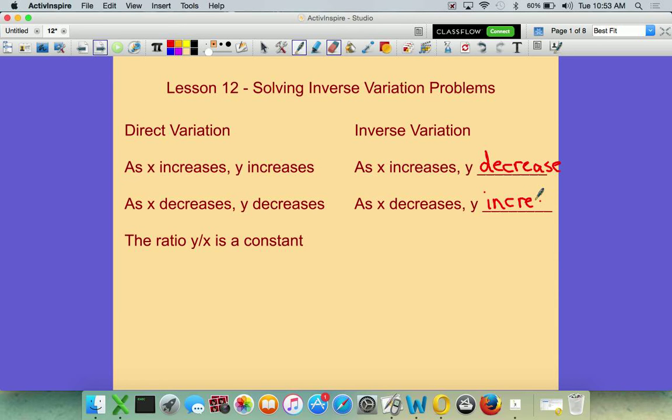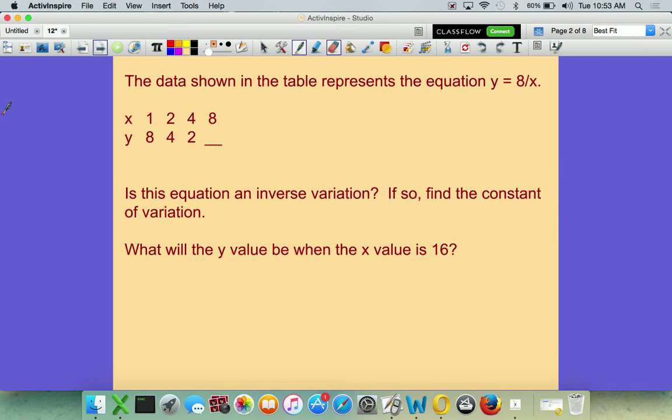Well, how are we going to find our constant then? Now our constant for these, if you remember, is the letter k. How do we find k? Over here we were dividing them. What's the inverse of that? We're going to multiply them. So x times y gives us our constant.